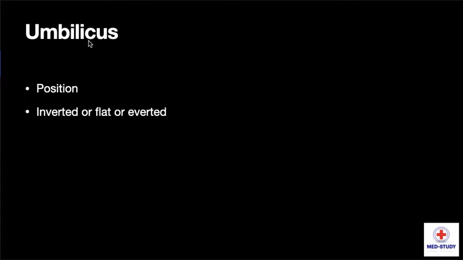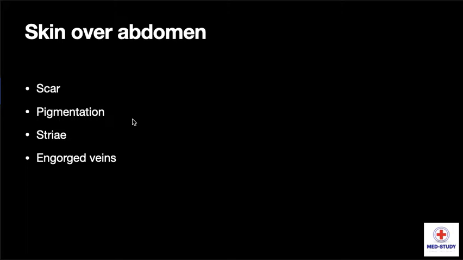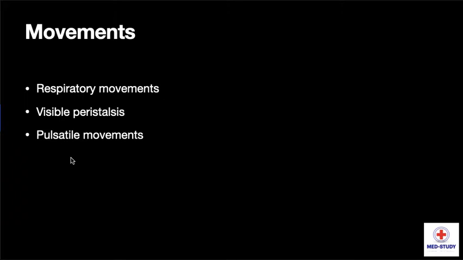We have to look for umbilicus, its position, whether it is inverted, flat or everted. We have to look for skin over abdomen for scars, pigmentation, striae, engorged veins, etc. We have to look for movements of abdomen during respiration, any visible peristalsis or pulsatile movements if present.